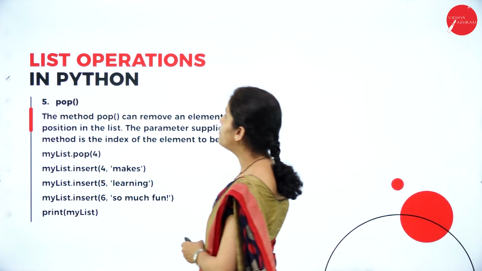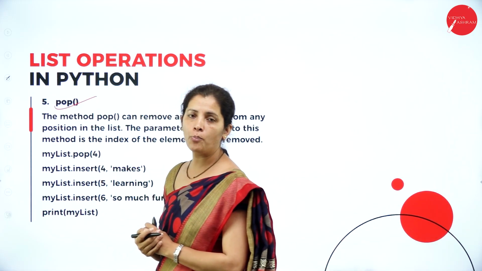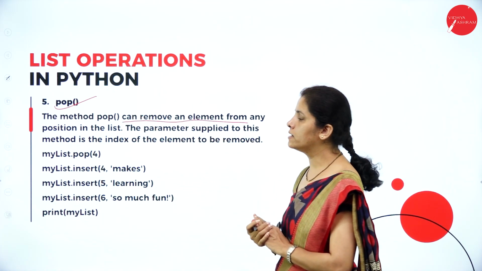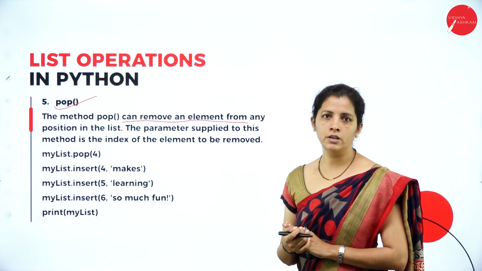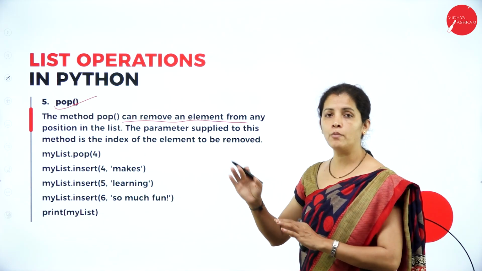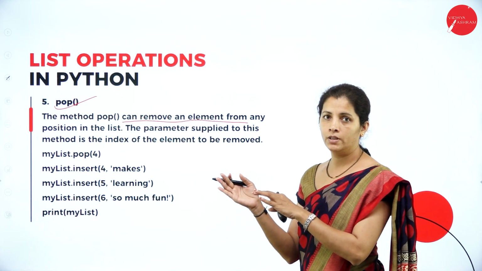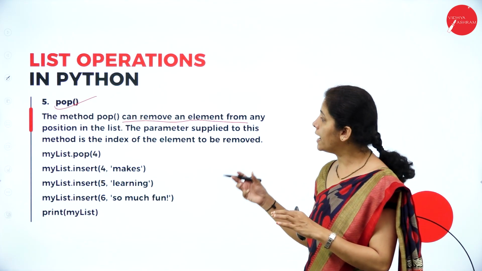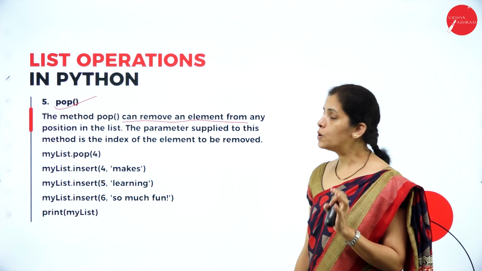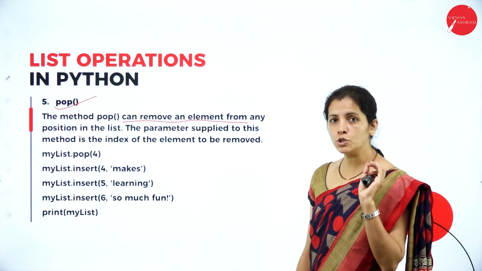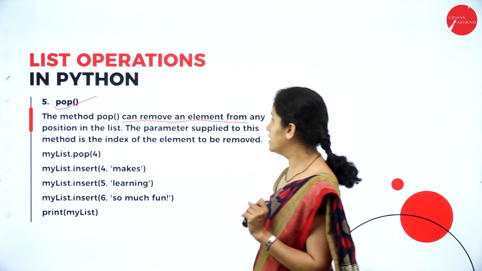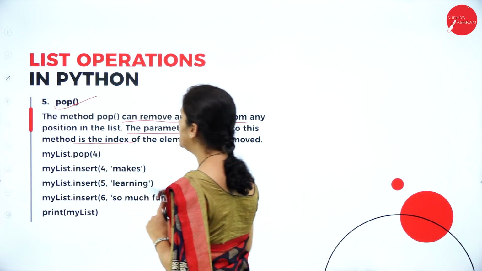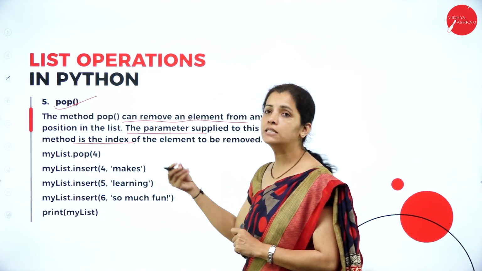Now, I'm going to have pop. So, what is pop? Pop is a method that is used to remove an element from any position. If I go with remove, I'm going to remove the element at the end. But if I want to remove an element randomly, then I'll go with pop. In pop, I want to specify the position. The parameter supplied to this method is the index, so I'm going to pass the position.